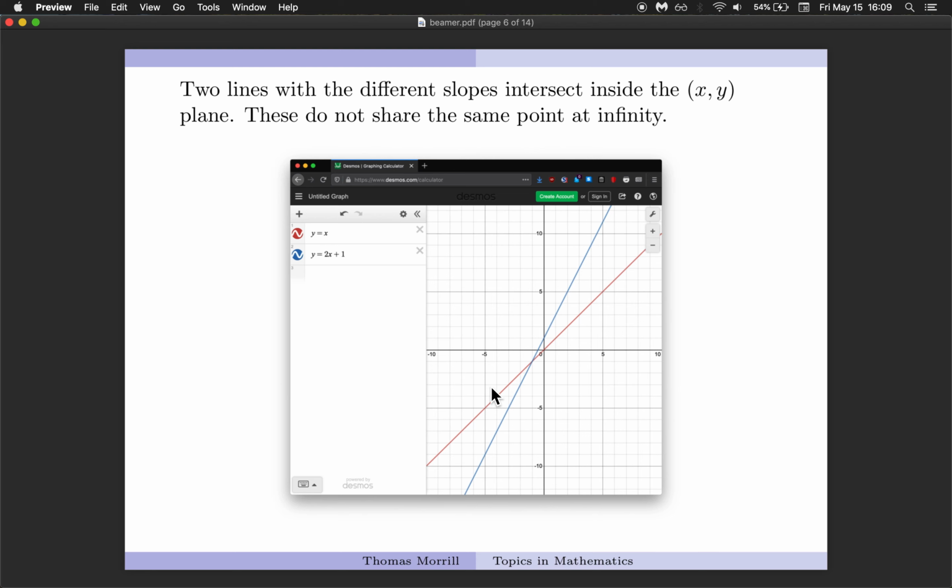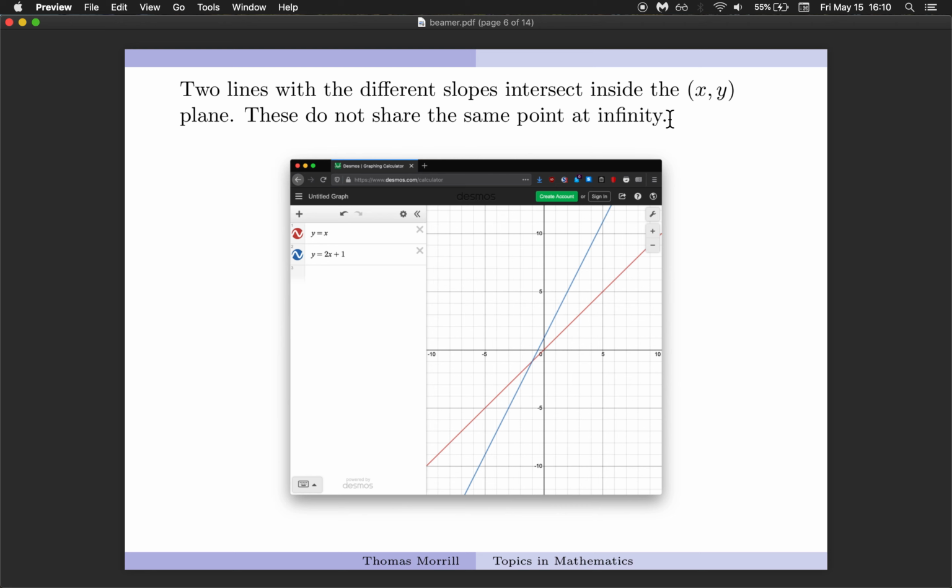And I claim that these two lines, even if you were standing here and looking out in perspective, would not be meeting at a point at infinity. Part of the way we can remember this is that two different lines can only ever intersect at a single point, right? That's how they work in the xy plane, and that reasoning extends to points at infinity as well. So this red line is going off to some point at infinity in this direction. The blue line is approaching some different point at infinity along a different direction.